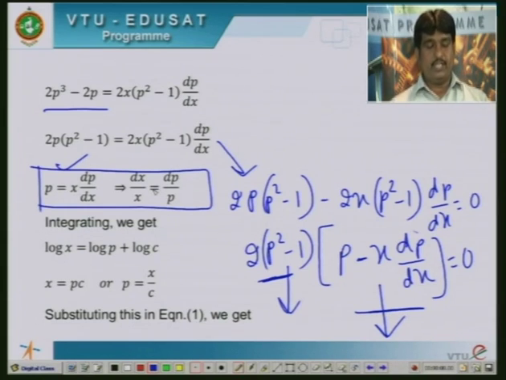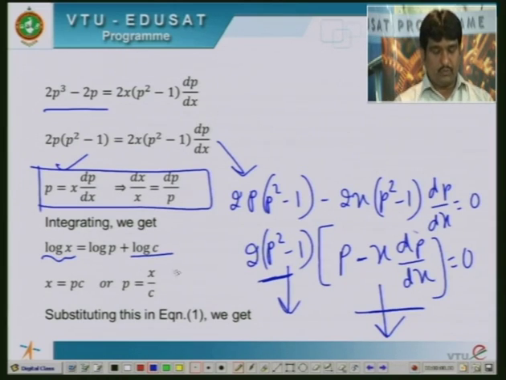Simplify this to get dx by x equals to dp by p. Now, variables are in separable form. Its solution can be obtained by integrating it directly. Integrate it. Integration of 1 by x is log x, integration of 1 by p is log p, plus some constant of integration which is log c.